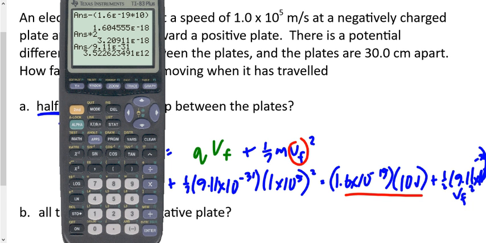The biggest speed you can ever have is 3 times 10 to the 8 meters per second. You can have whatever acceleration, but not whatever speed. This is too high. What have we forgot to do? Square root it. If you ever get a speed that's 10 to the 12, 10 to the 13, 10 to the 14, it's almost certainly because you forgot to square root it. Oops.